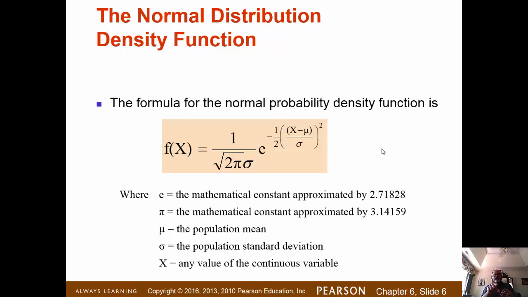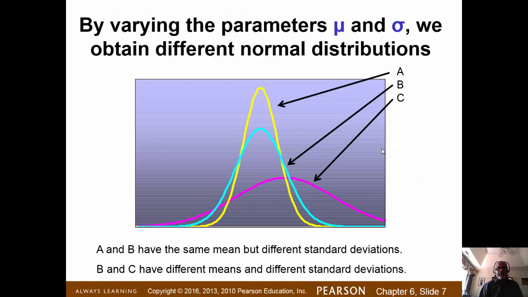This is the equation that you need to use to determine how high the probability density function is. But we are not interested in the height of the function. We are only interested in the area, so we don't have to worry about this. And here are some examples of what a normal probability function will look like.